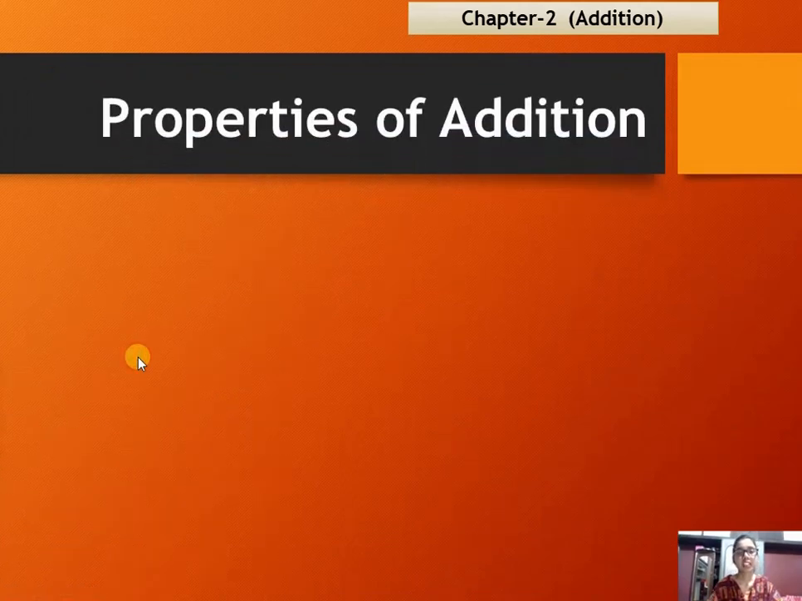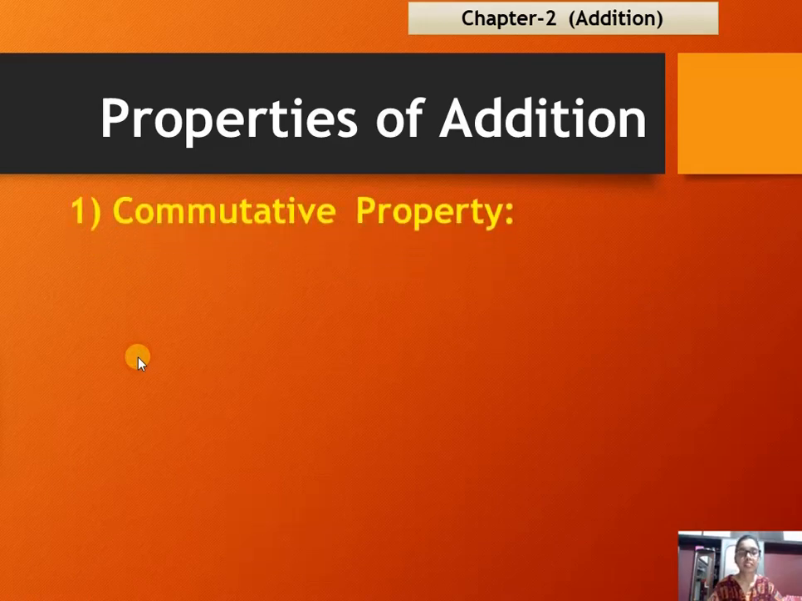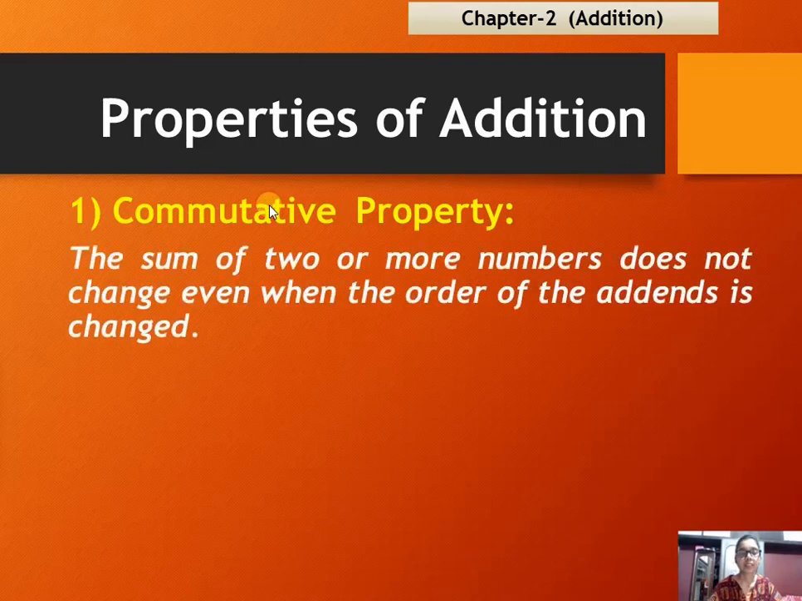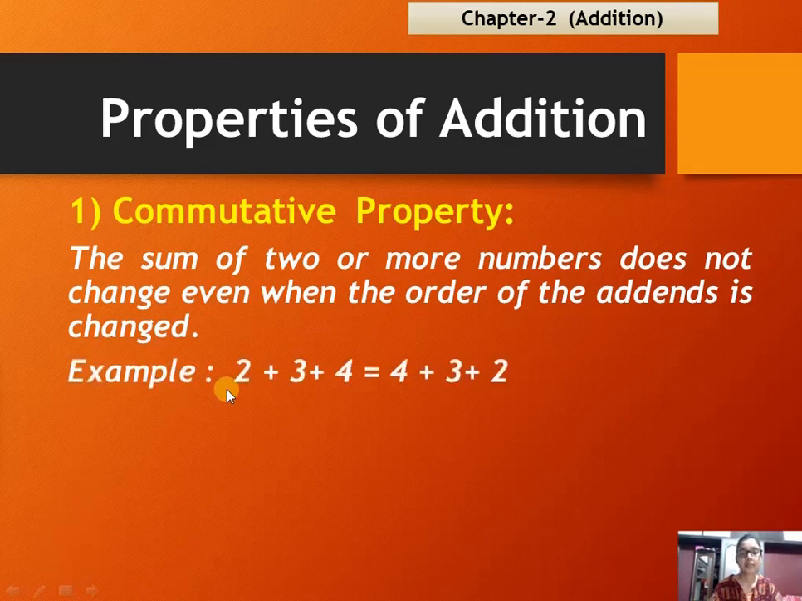Now let's discuss properties of addition. First property is commutative property. According to this property, the sum of two or more numbers does not change even when the order of the addends is changed. Let's see an example.